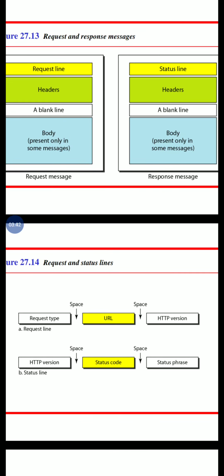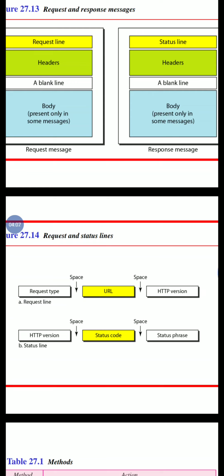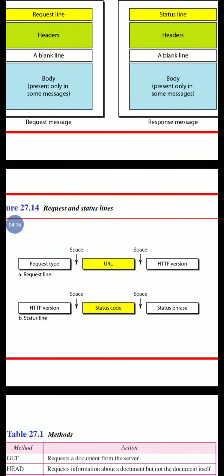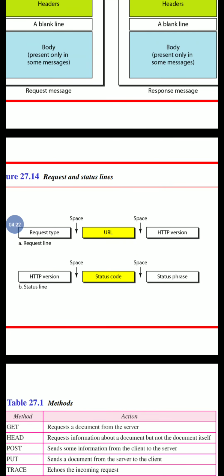In the request line, what will you find? The request type, what kind of request you are going to make. After that you give a space, and then provide the URL that you want. After that a space, and then you mention the HTTP version. In the status line you will find the HTTP version, then a space, the status code, whether it is running, not running, successful, not successful. After that a space, and then you'll have the status phrase. So that is there in the request line and the status line.